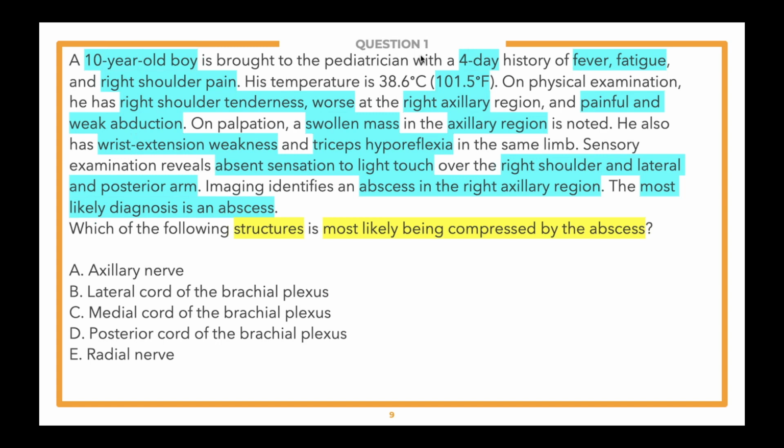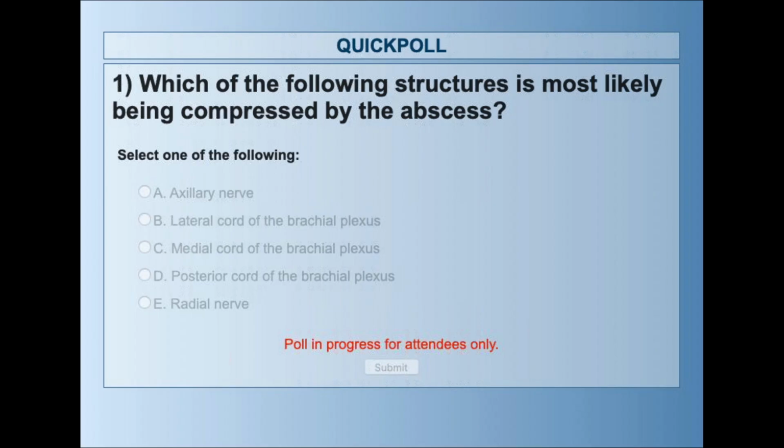Answer choice E, radial nerve. D, posterior cord of the brachial plexus. C, medial cord of the brachial plexus. B, lateral cord of the brachial plexus. And A, axillary nerve. So we'll let you take a look at those physical exam findings, give you one last chance to accumulate those and piece those together. And we'll go ahead and open up that poll so you can select what you think is the best answer here. And we'll talk about it in just a few seconds.